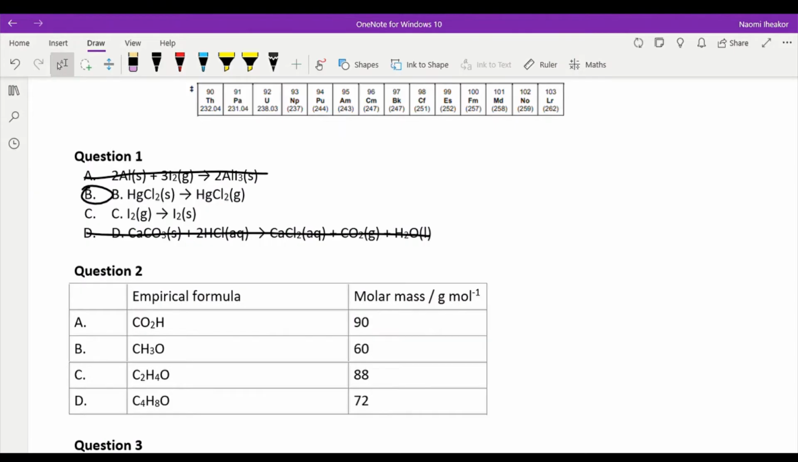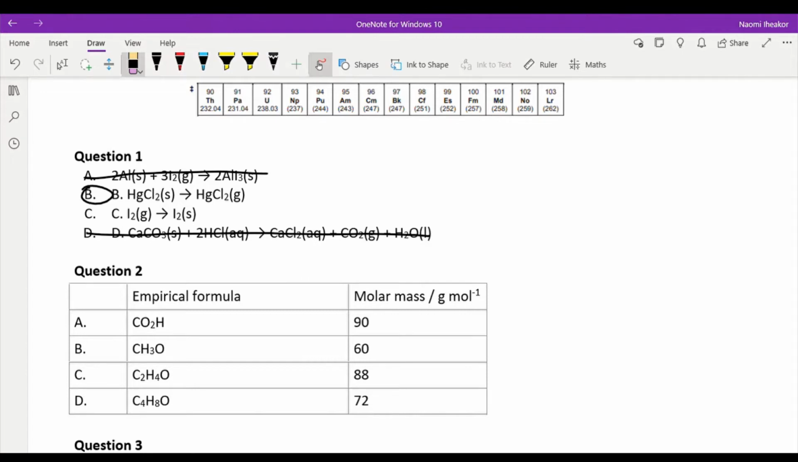Question 2 was, for which compound is the empirical formula the same as the molecular formula? So to work this out, we need to figure out what the molar mass for the empirical formula is, and then if it is the same as the molar mass for the molecular formula, which is given to us, then that means that the empirical formula and the molecular formula are the same. On this paper, they gave us the relative atomic masses: hydrogen was 1, the relative atomic mass of carbon was 12, and oxygen was 16. Alright, so using those values, let's work out the answer to this question.